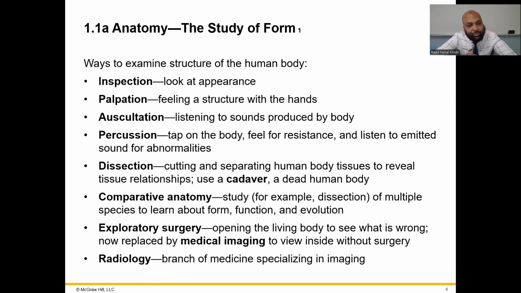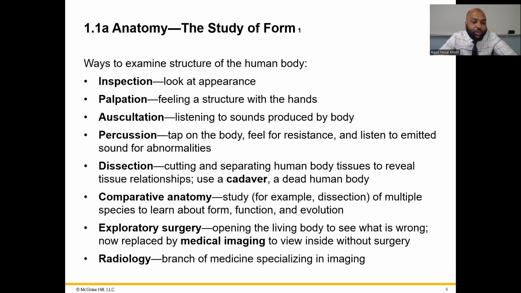And then palpation is when we feel and palpate with our hands. We feel the structure with our hand. We feel if there is a change in the temperature. We palpate the heartbeat. We palpate if there is a pulse. And then there's auscultation, where we use a stethoscope to listen to the heart sounds, and we listen to other sounds of the body, like the lungs.